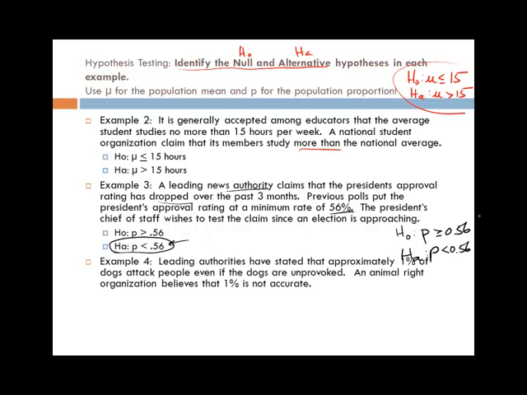Leading authorities have stated that approximately 1% of dogs attack people, even if the dogs are unprovoked. An animal rights organization believes the 1% is not accurate. So the null hypothesis here is that the percentage of dogs is 1%. The alternative here is that it's not. P is not 1%.